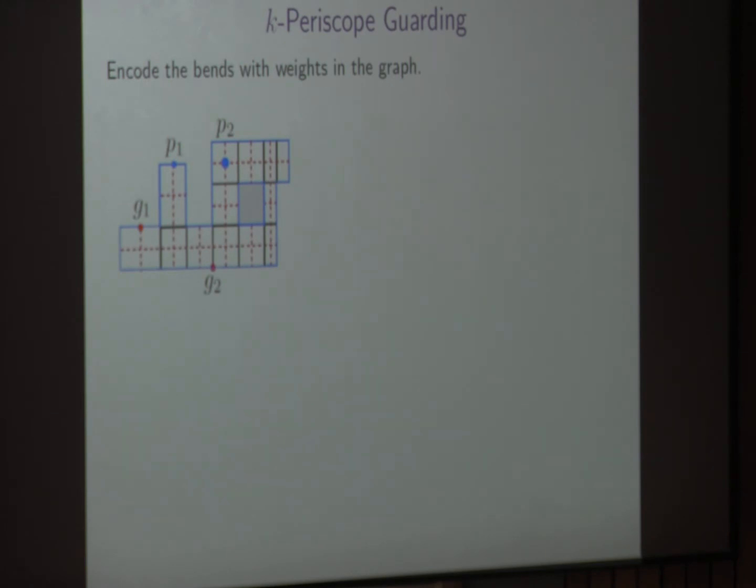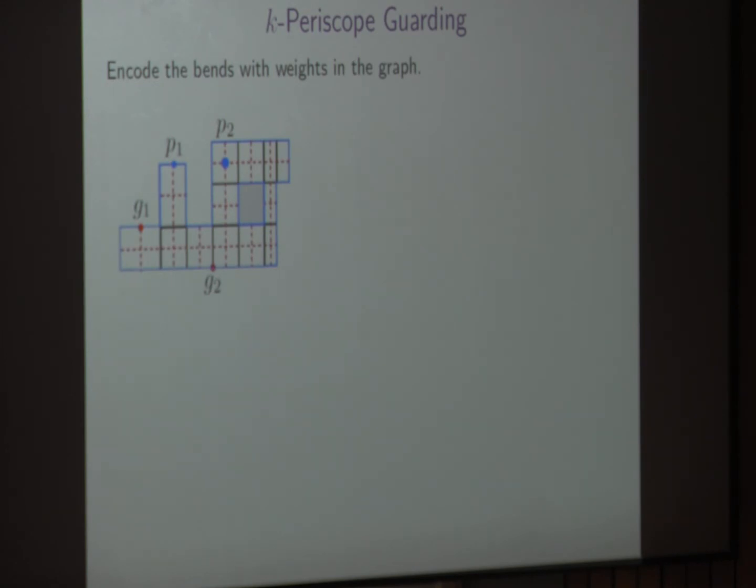All right, the next one is k-Periscope guarding. It's similar. It's not that different. And the way we do this one here is you take again your graph, but instead of having only the paths, I need to encode some kind of parameter to encode the weights. To encode the bends. Okay?